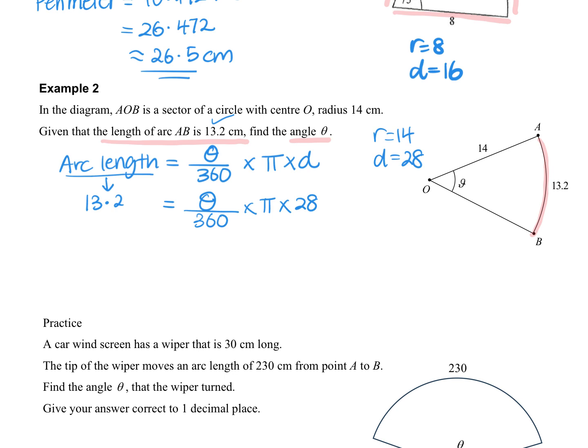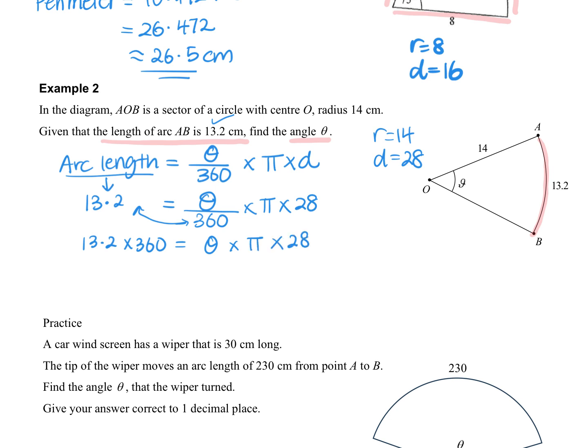Okay, so now I know this. Then what do we need to do? We are going to first get rid of the denominator over here. So I'm going to multiply, get rid of 360 degrees. I'll take 13.2 times 360 degrees. And I'm left with, now that I've gotten rid of the denominator, theta times pi times 28.